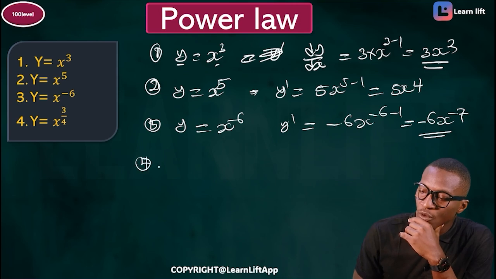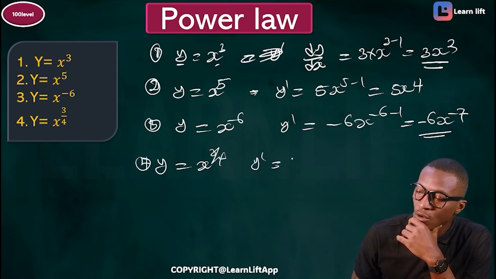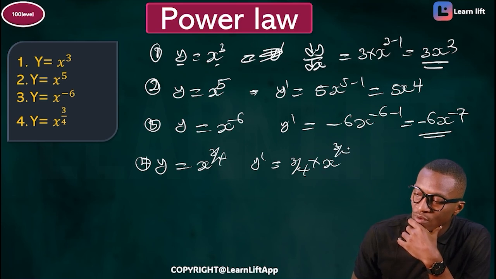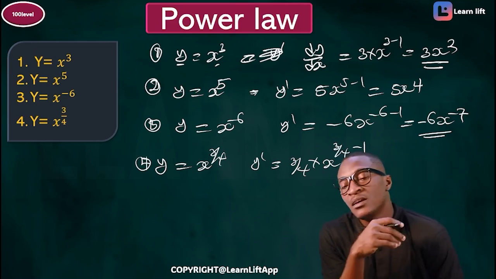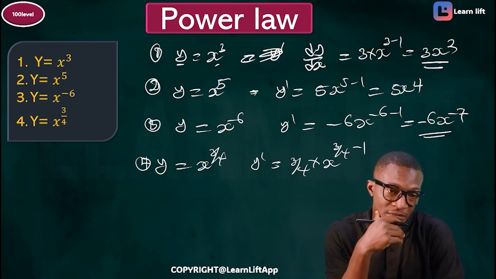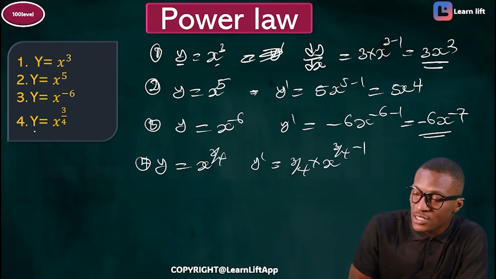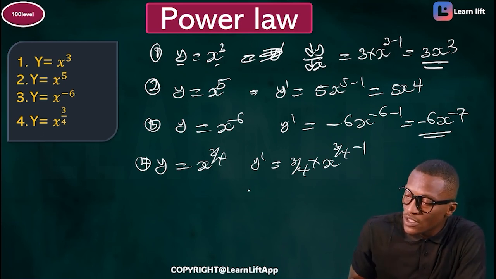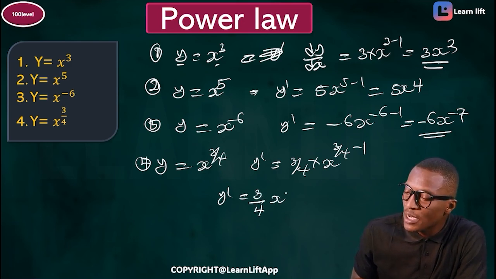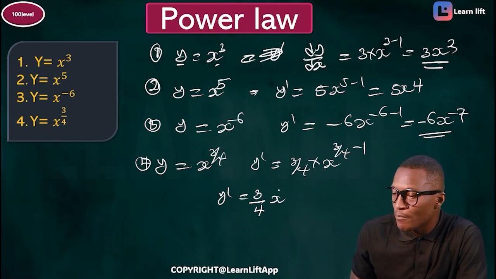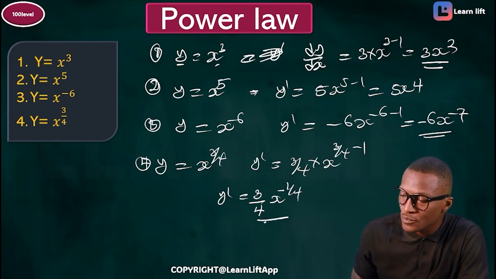And number 4, we have y is equal to x raised to power 3 over 4. Y prime will give me 3 over 4 times x raised to power 3 over 4 minus 1. And 3 over 4 minus 1 will give me minus 1 over 4. And you've seen that. If you are doubting, you can do the same, right? So y prime will give me 3 over 4 x raised to power minus 1 over 4.